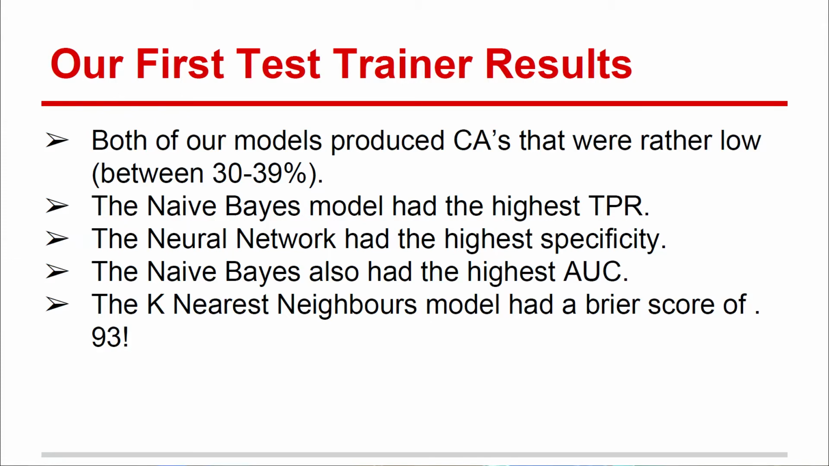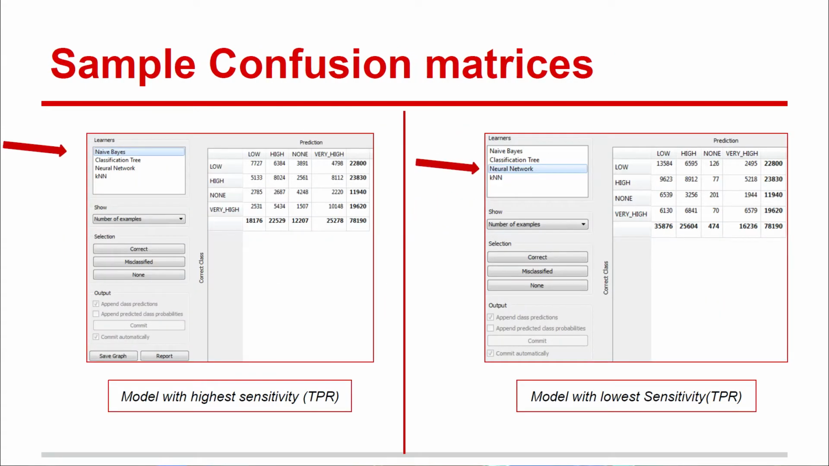The naive Bayes had the highest true positive rate. The neural network had the highest specificity. The naive Bayes also had the highest area under the curve. And the nearest neighbor model had a Brier score of 93, which was very high compared to the other models.